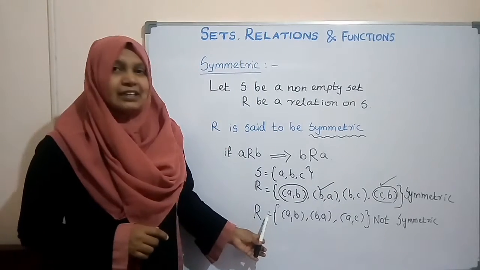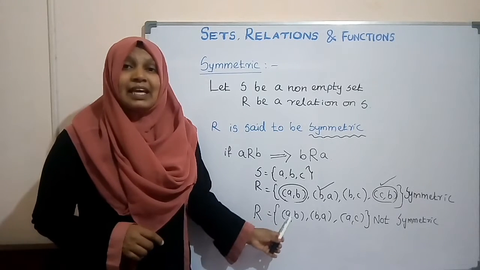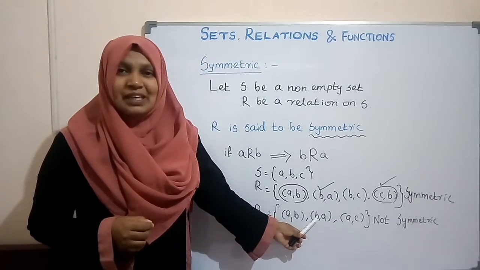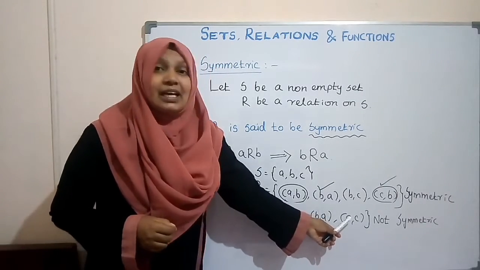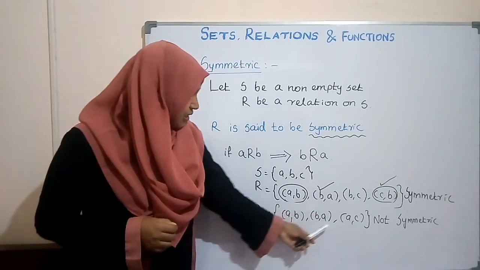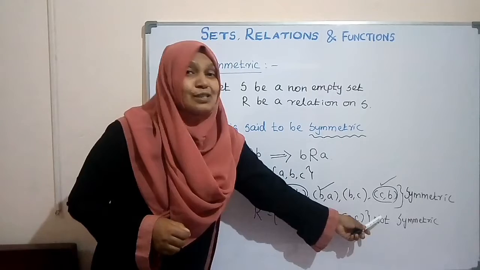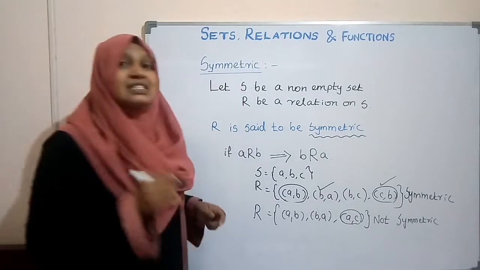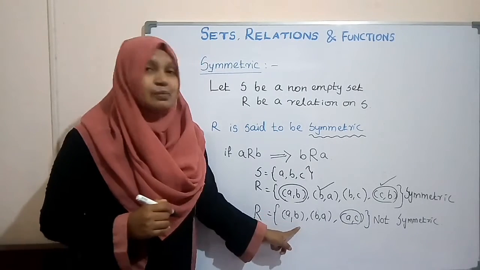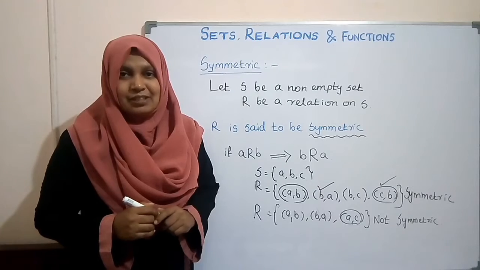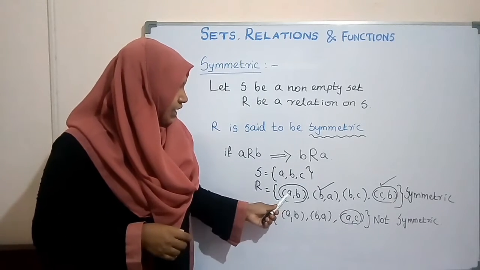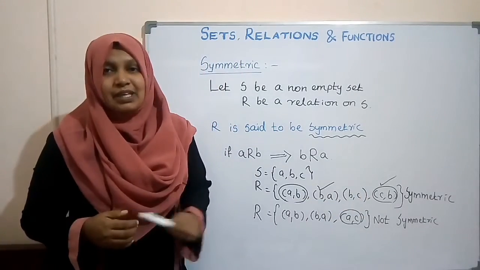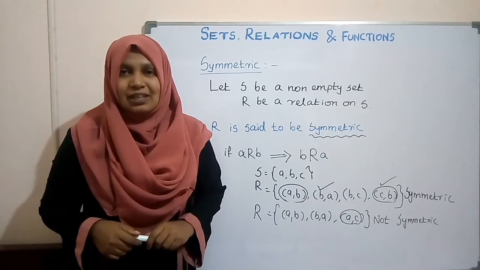Okay. See this second relation. I found A comma B here. Then I want to search for B comma A. Yes, we have B comma A. Then I found again A comma C. But C comma A is not available. So therefore it is not symmetric. Okay. Compulsory, A comma C is there, means we need C comma A also. But it is not available here. Therefore it is not symmetric. Okay. But in the previous one we have AB, BA and also B comma C and C comma B. Therefore this relation is a symmetric relation.